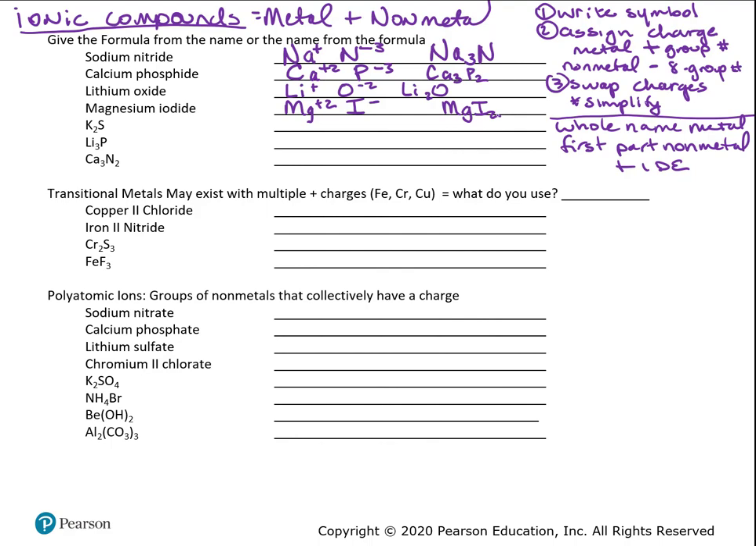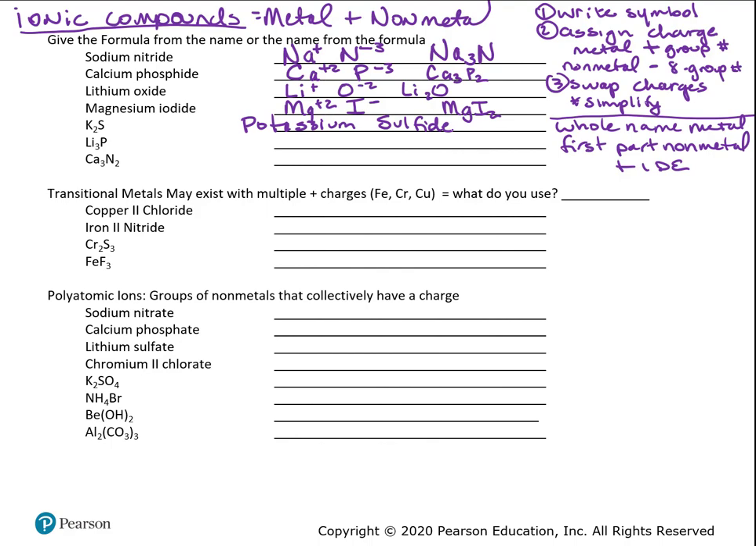When you're going to do the naming, this is way easier, right? So you just use the whole name of the metal, first part of the non-metal plus IDE. So K2S becomes what? Potassium sulfide. That's it. And in fact, K2S, that's the only way that potassium and sulfur can combine, is 2 potassiums for 1 sulfur.